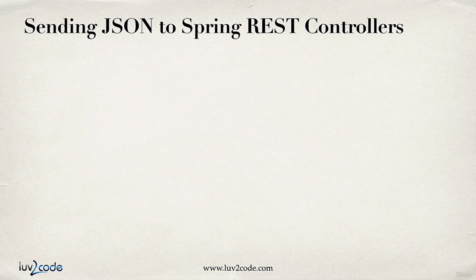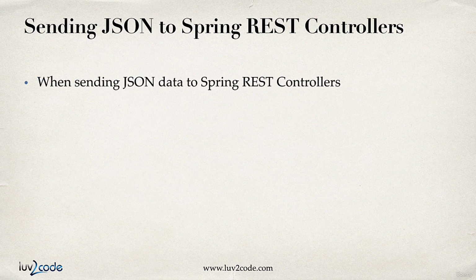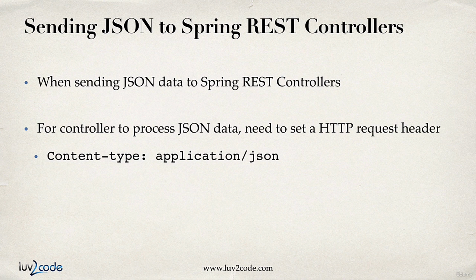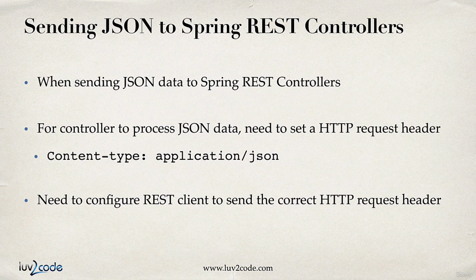Now, a couple of things here just as a refresher or a reminder. So when sending JSON data to Spring REST controllers, we have to make sure that we send over the correct HTTP request header. And that header is content type of application/JSON. So we need to configure our REST client to send the correct request header just so it processes the data accordingly.